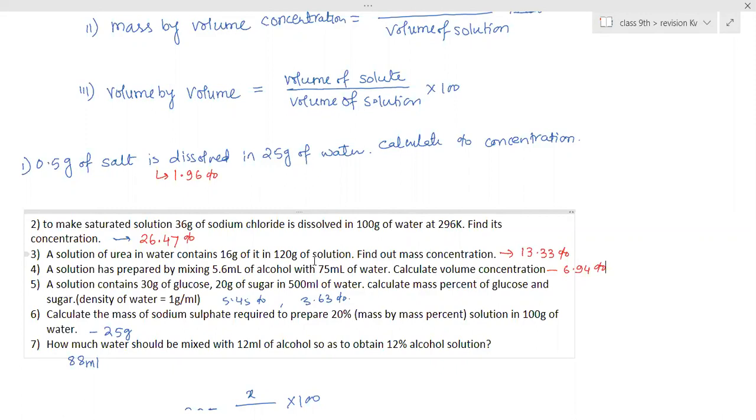Ma'am, could you just solve the fifth one? I'm making a mistake somewhere, but I'm not finding it. How do you solve the fifth one? What happened? Glucose is 30 gram. Mass of solute is 30. Mass of solution is 550, into 100. Oh, actually, I took 50 by 500. Glucose separately and sugar separately you have to do.